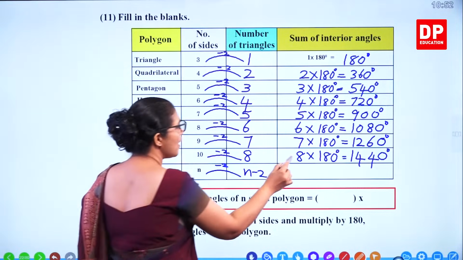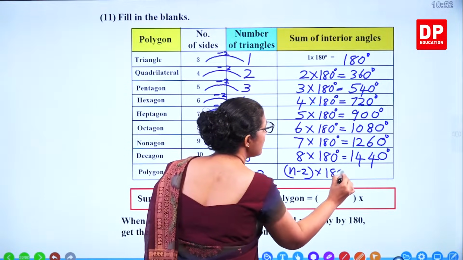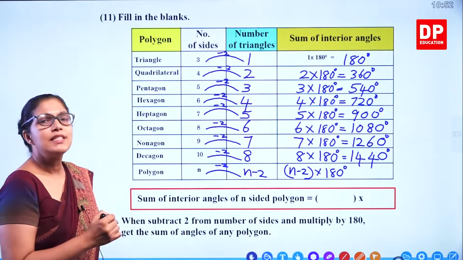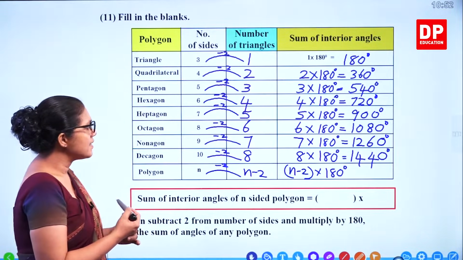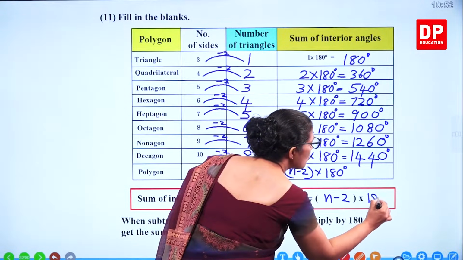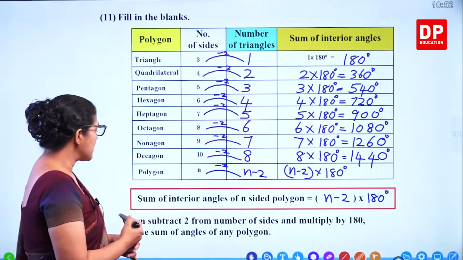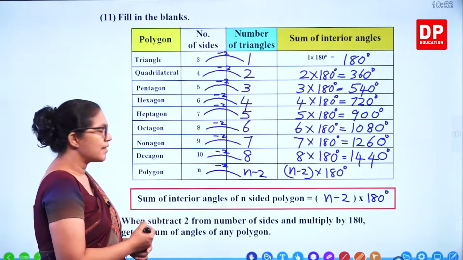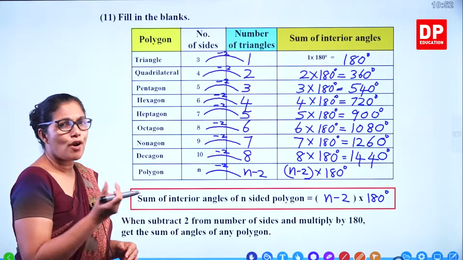Then what's the formula? N minus 2 into 180 is the sum of interior angles. So what's the formula now? The sum of interior angles of an n-sided polygon is n minus 2 into 180 degrees. So when you subtract 2 from the number of sides and multiply by 180, you get the sum of angles of any polygon. Just substitute n as the number of sides.